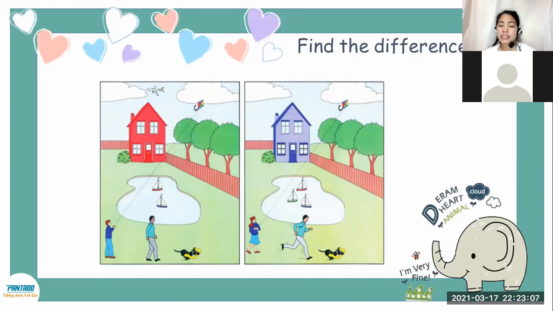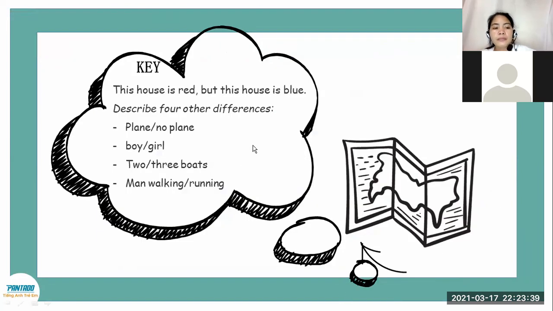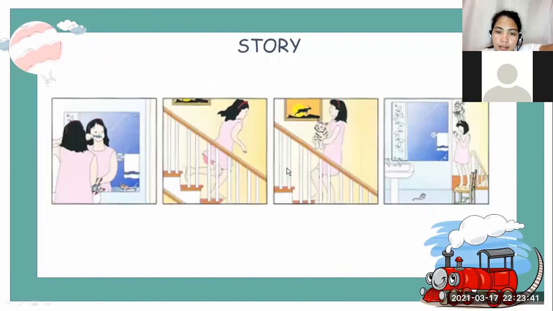Okay, so look at the person in the picture. What is the difference? The man is running, and the picture is not walking, and the picture different. He is running. Okay, so how about the person in the second picture? Is that a girl? Yes. Yes, okay.